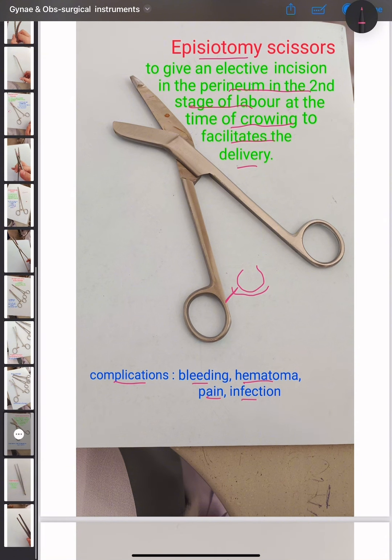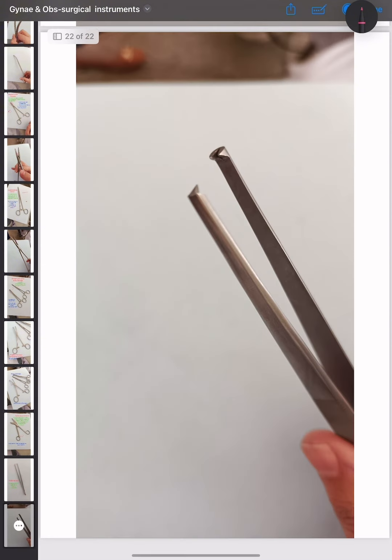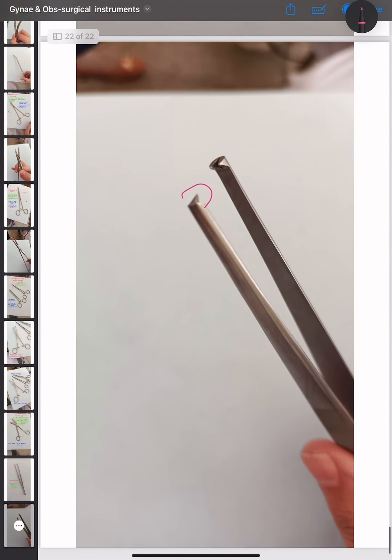The next is the tooth forceps, and it is used to hold the skin or needle during surgical procedures. If you need to hold the skin, then tooth forceps can be used. It has a small tooth and is shaped like a placard. This is the teeth appearance of the hook of the tooth forceps.